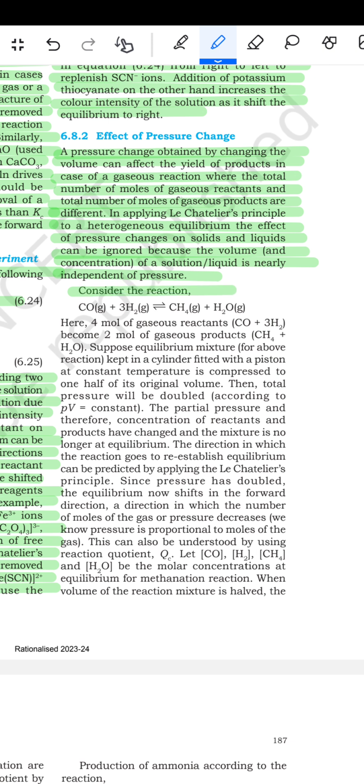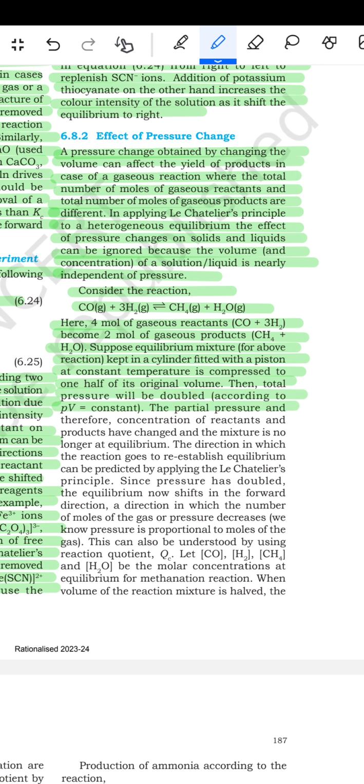Consider the reaction CO + 3H2 ⇌ CH4 + H2O. Here 4 moles of the gaseous reactants CO + 3H2 become 2 moles of the gaseous products CH4 + H2O. Suppose the equilibrium mixture for the above reaction, kept in a cylinder fitted with a piston at constant temperature, is compressed to 1/2 of its original volume. Then the total pressure will be doubled according to the PV = constant.